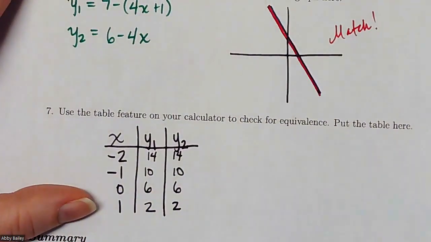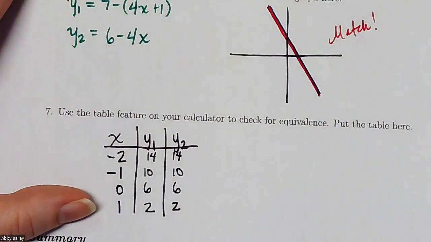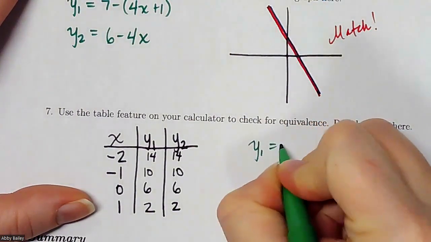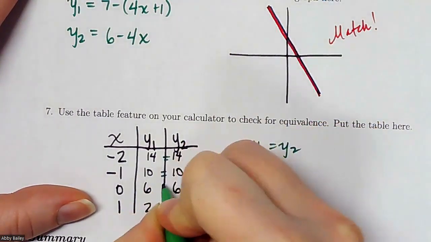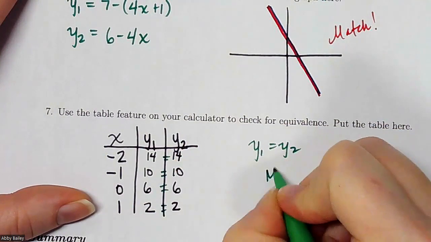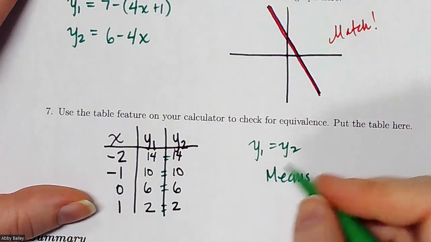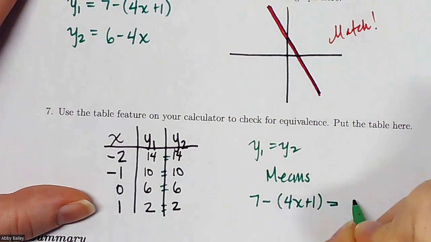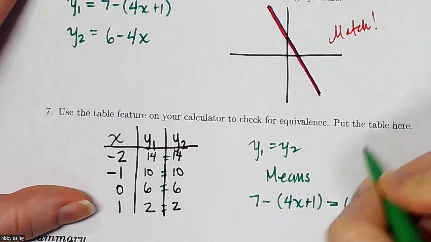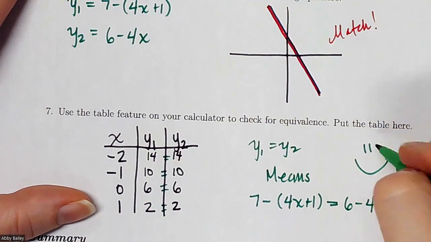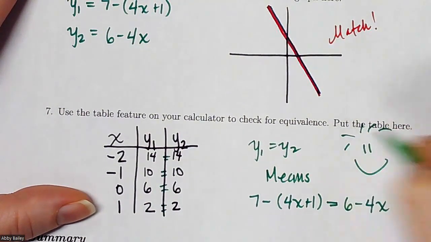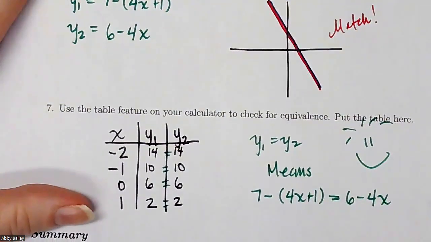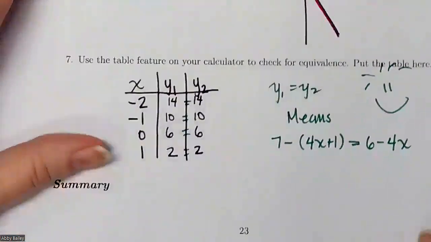Beautiful. So Y1 equals Y2 means 7 minus 4x plus 1 is equal to 6 minus 4x. Yay! Beep, beep, beep. Yippee! I don't know if you want to call that hair or excitement coming out of your brain, whatever you like.